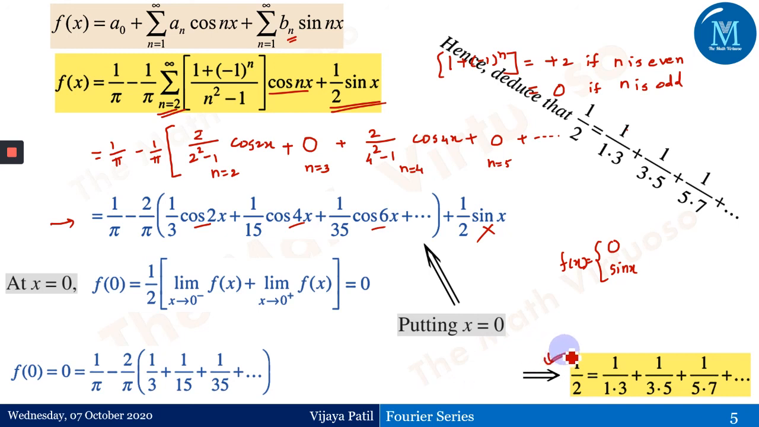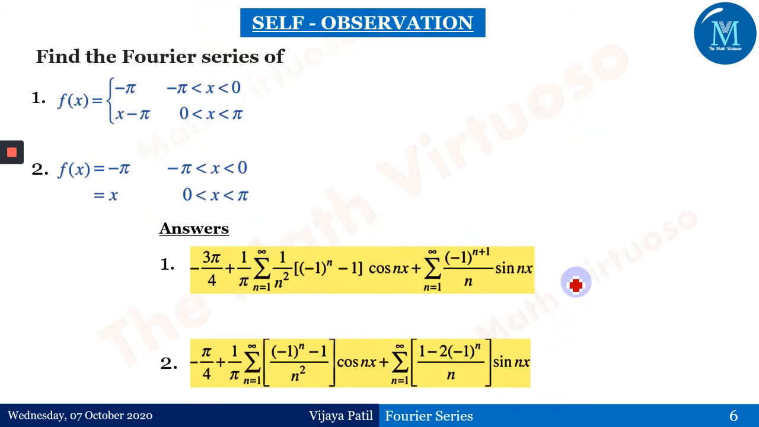So we have addressed the second question as well. The first was to find the Fourier series expansion. The second was to deduce this particular series. So we have addressed both of them. And this is the self-observation slide.